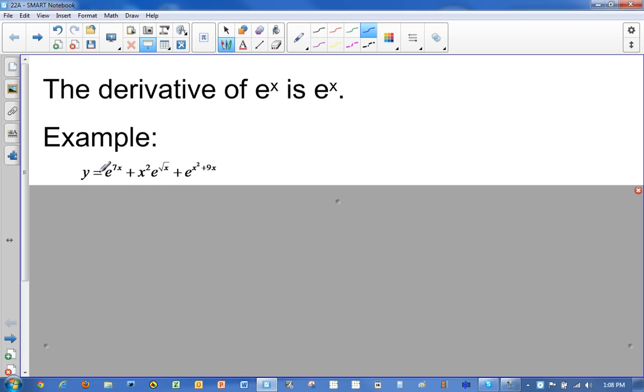All right, I've got a function here: y equals e to the 7x plus x squared times e to the root x plus e to the x squared plus 9x. In each case, I've got either a chain or a product that I've got to work with. So in this first term, e to the 7x, the outside function is e to the something, and we've already said that the derivative of e to the something is e to the something. So that is e to the 7x. That takes care of that part. Then I ask, what is the derivative of 7x according to the chain rule? That would be 7. So there's the derivative of the first term.